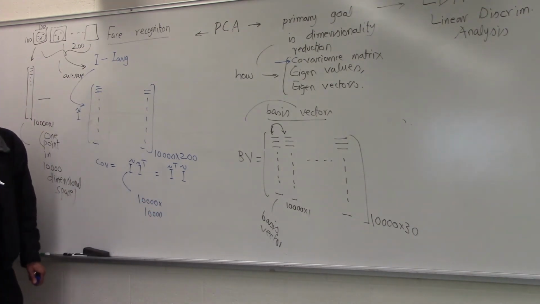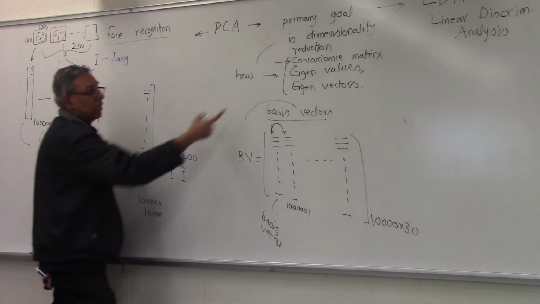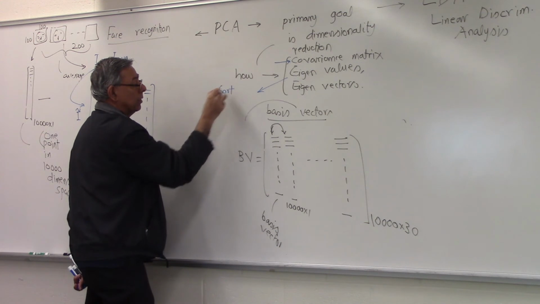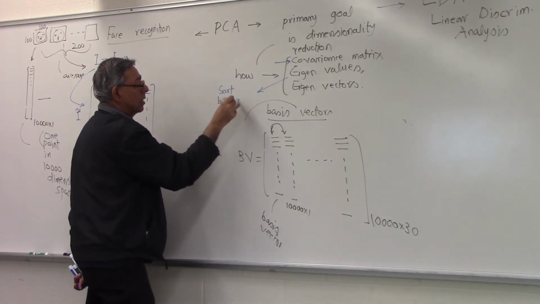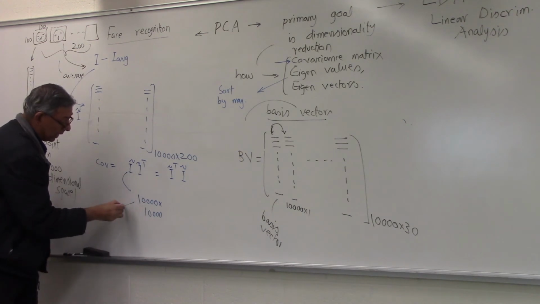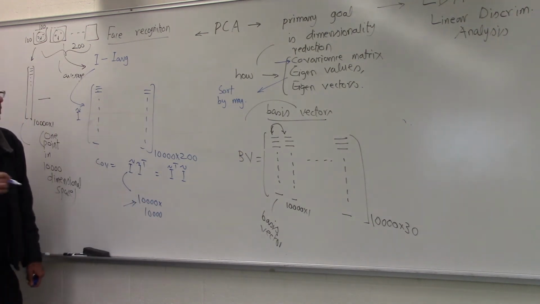Okay, so that's one possibility. And then we will compute the eigenvalues. We will sort these by magnitude. Okay, so if I did eigenvalues of a 10,000 by 10,000 matrix, how many eigenvalues will we get?